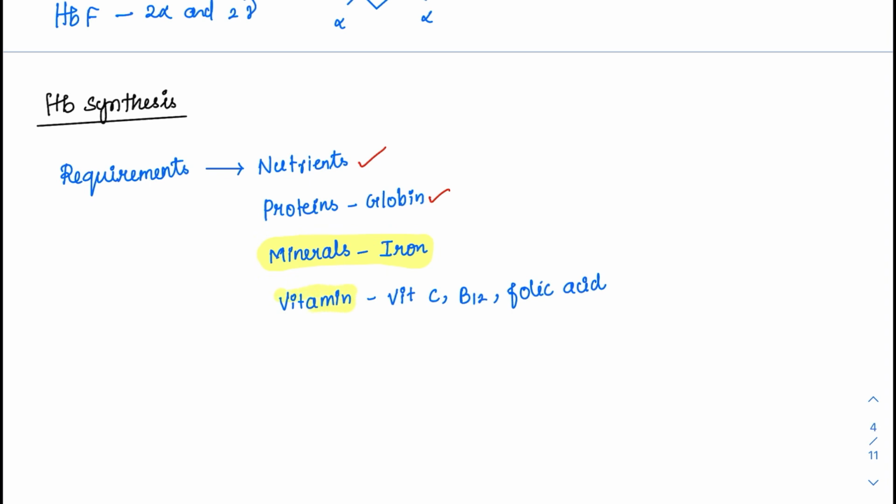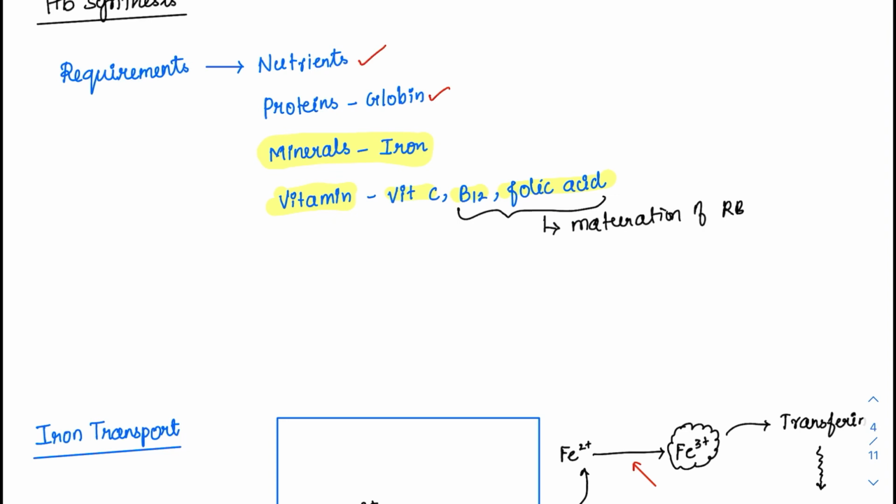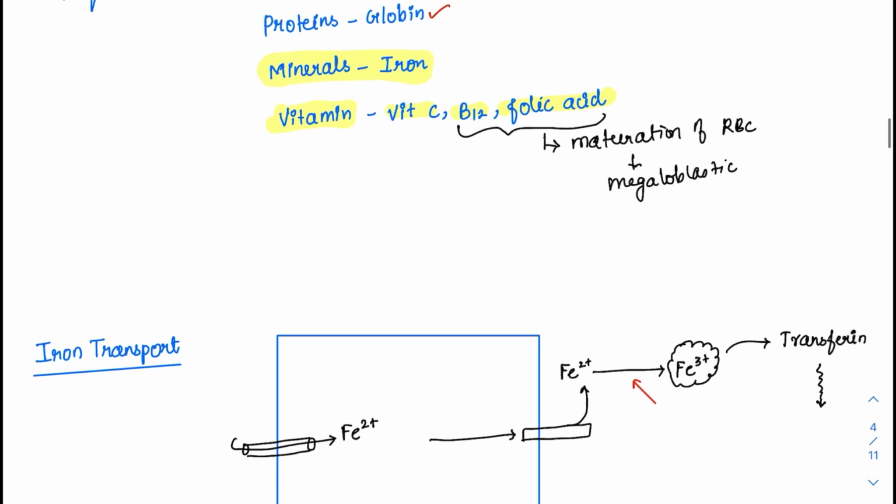Then the vitamins that are required are vitamin C, B12 and folic acid. And we know that B12 and folic acid are helpful for maturation of the RBC. If maturation is not happening, what will happen? It will lead to megaloblastic anemia. Here the RBC size is bigger but its usage is less. So these are the factors required for the formation of hemoglobin. Out of this, the most important mineral is iron.